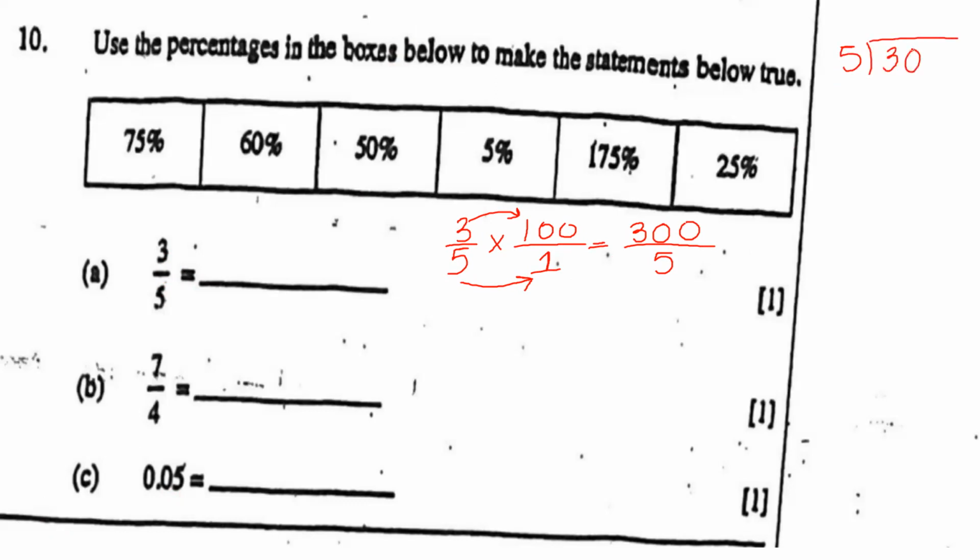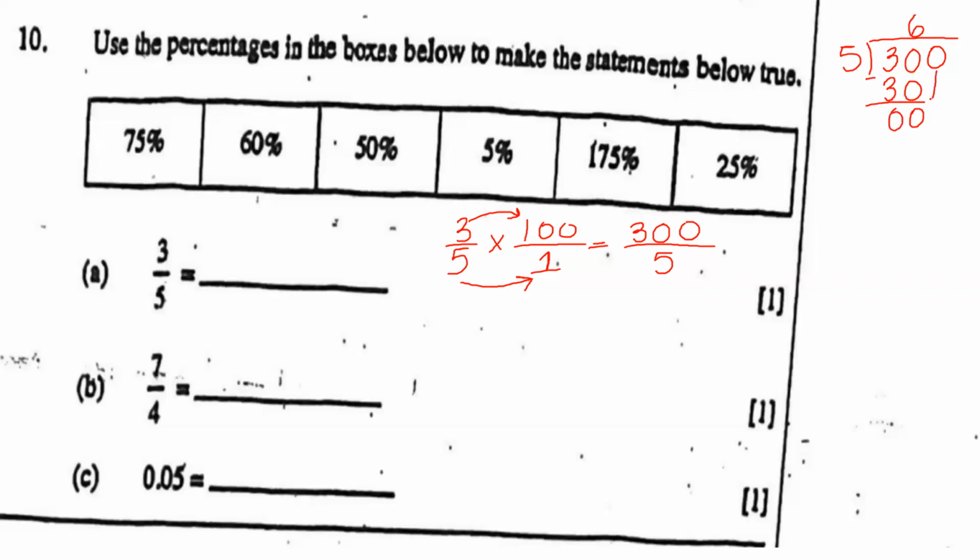How many times does 5 go into 30? Well, 5 goes into 30 6 times because 5 times 6 is 30. So we have 30 minus 30. So 0 minus 0 is definitely 0. And 3 minus 3 is definitely 0. So it's going to be 0.